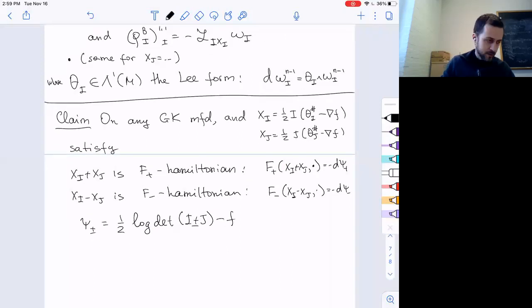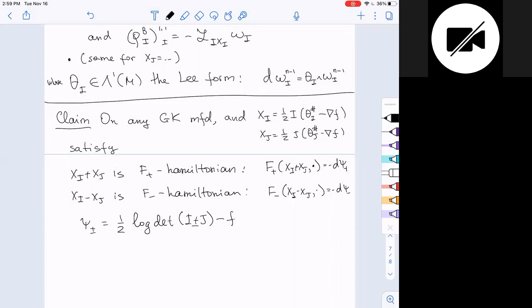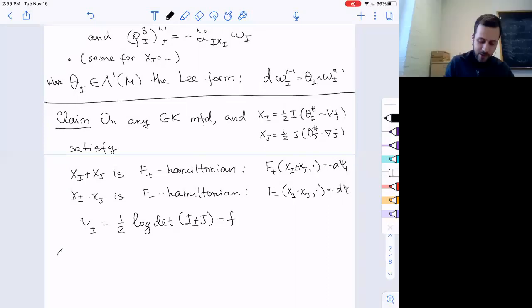So it's an immediate calculation. It uses an amazing identity which Vestislav and Jeff found in their paper, which I don't have a good understanding for why this identity is true. I'll just write it down. So this identity is essentially what is used here. The identity is between the Lee forms of I and J, and, I mean, this identity is essentially the proof.